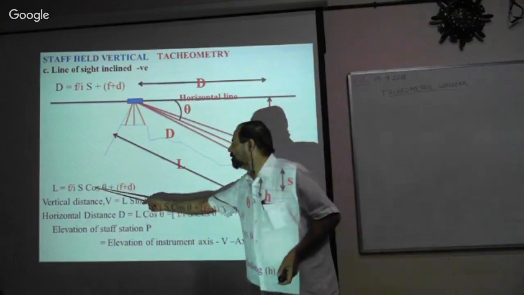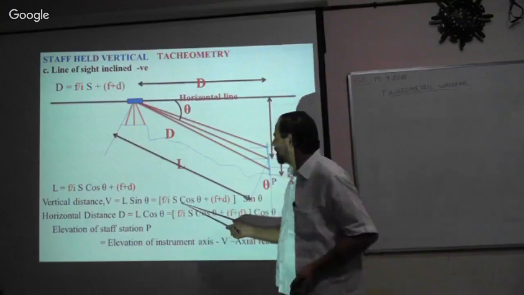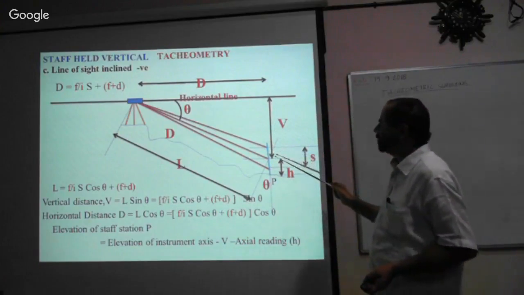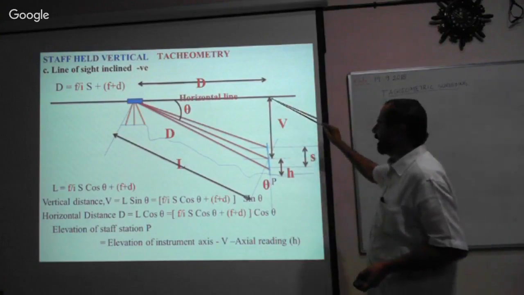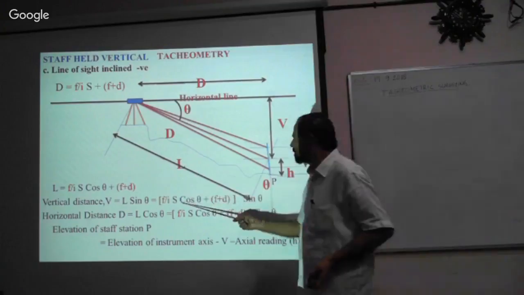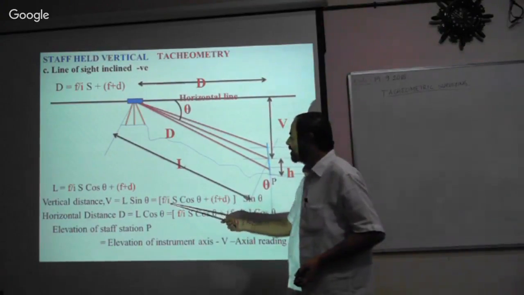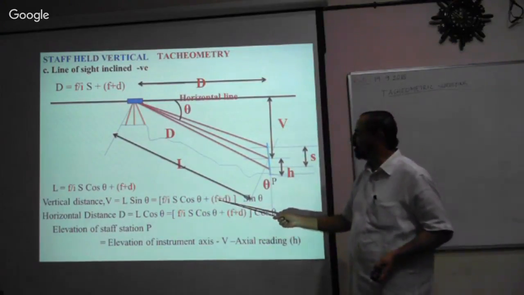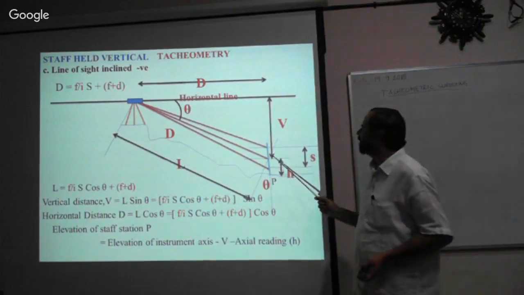Now, substitute the value of L here. If you substitute the value of L, then V can be obtained. V can be calculated, isn't it? In this case, the multiplying constant, staff intercept, theta, and additive constant are all known. From this we can calculate V.